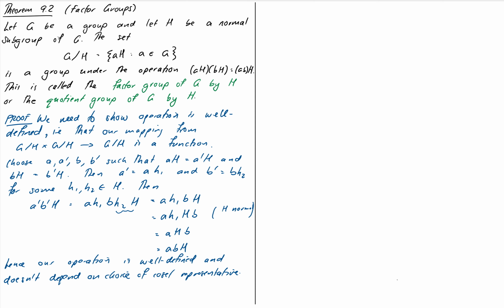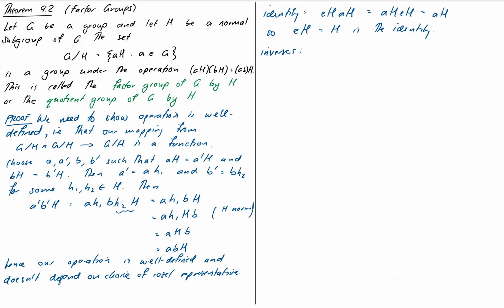So we need an identity. Well, we can see hopefully fairly clearly that AH is just going to be equal to EH, which in turn is just going to be equal to AH. So EH, which is just H, is the identity. Okay, so the subgroup itself is the identity of our quotient group, or our factor group.